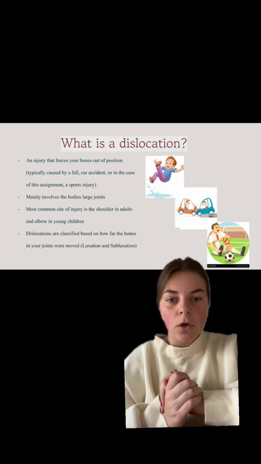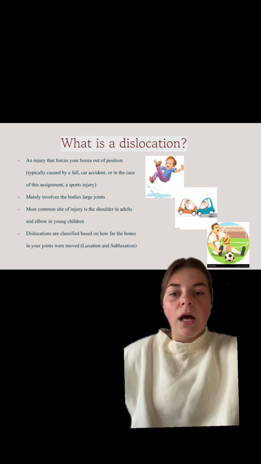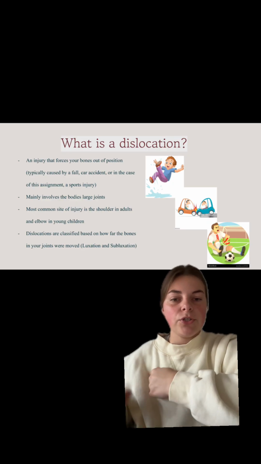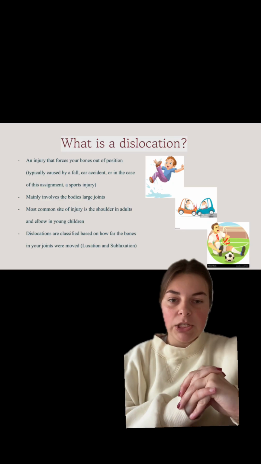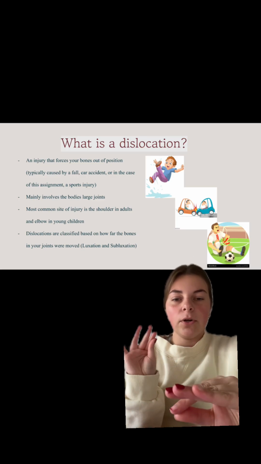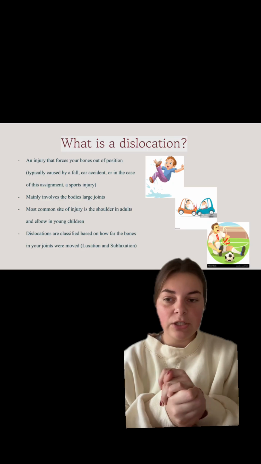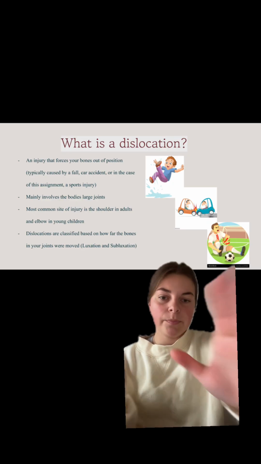So it mainly involves the body's large joints like the shoulder, the elbow, the knee, the hip. For adults, the most common site of injury is in your shoulder, and for children, they mainly get dislocations in their elbow. And dislocations are classified based on how far the bone was moved in your joint. So a full dislocation is called a luxation, and a partial dislocation is called a subluxation.